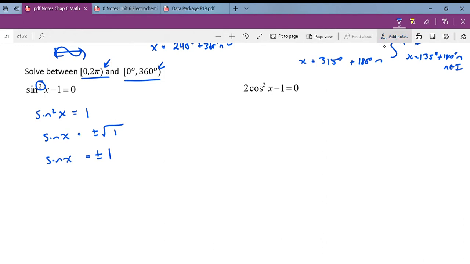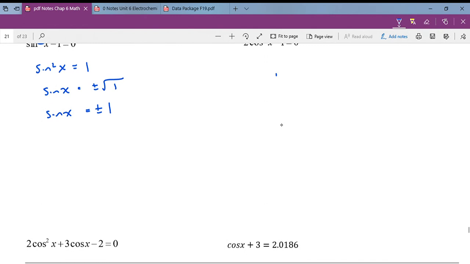So to solve this, hopefully you're getting a little bit better at these ones. When we're looking at sine x, you have two choices. You're looking at where sine x equals 1. Now remember, sine follows y. So sine equals positive 1 at pi by 2.